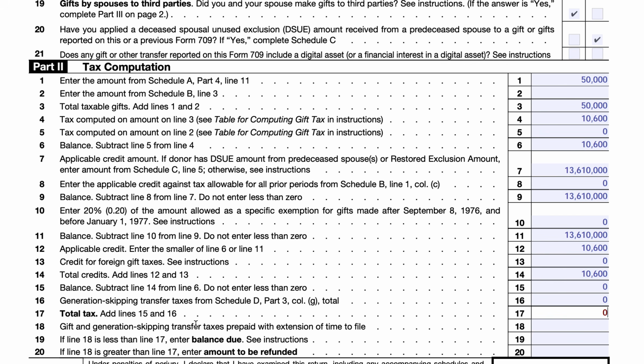If you paid any gift tax prepaid or any GST tax when you filed an extension, then you would enter that amount here. And then you subtract line 18 from line 17. If line 18 is less than 17, you still owe some tax money. You would report that in line 19.